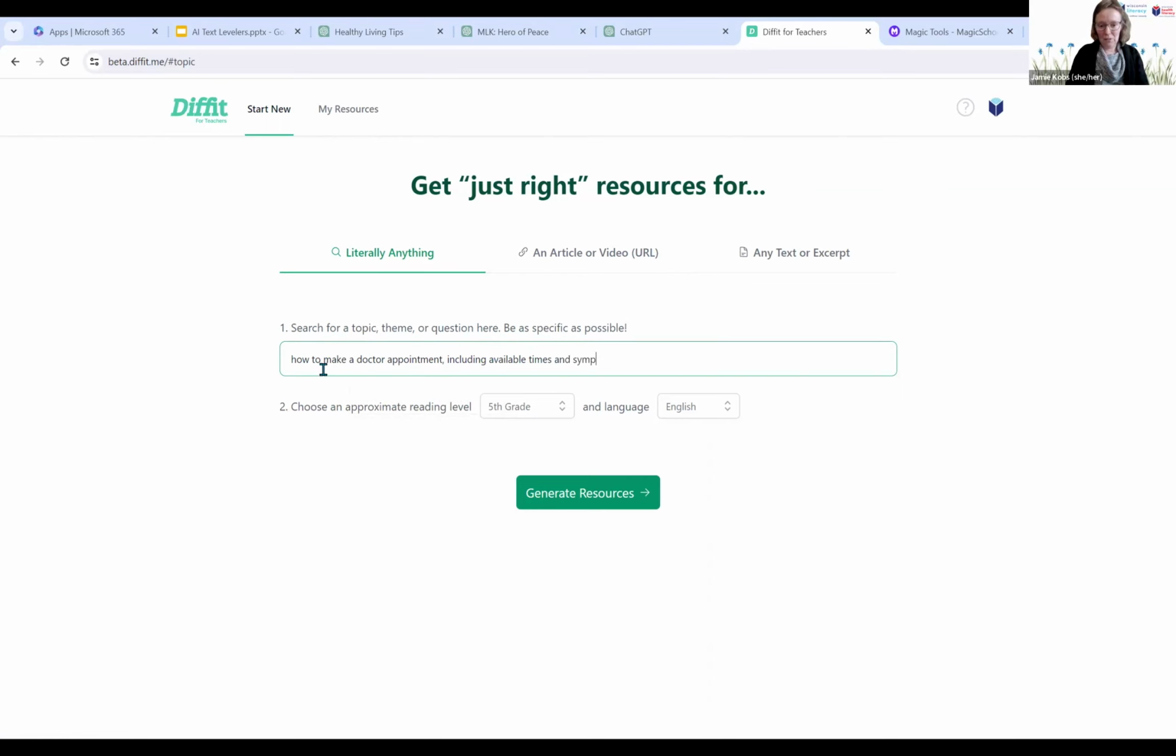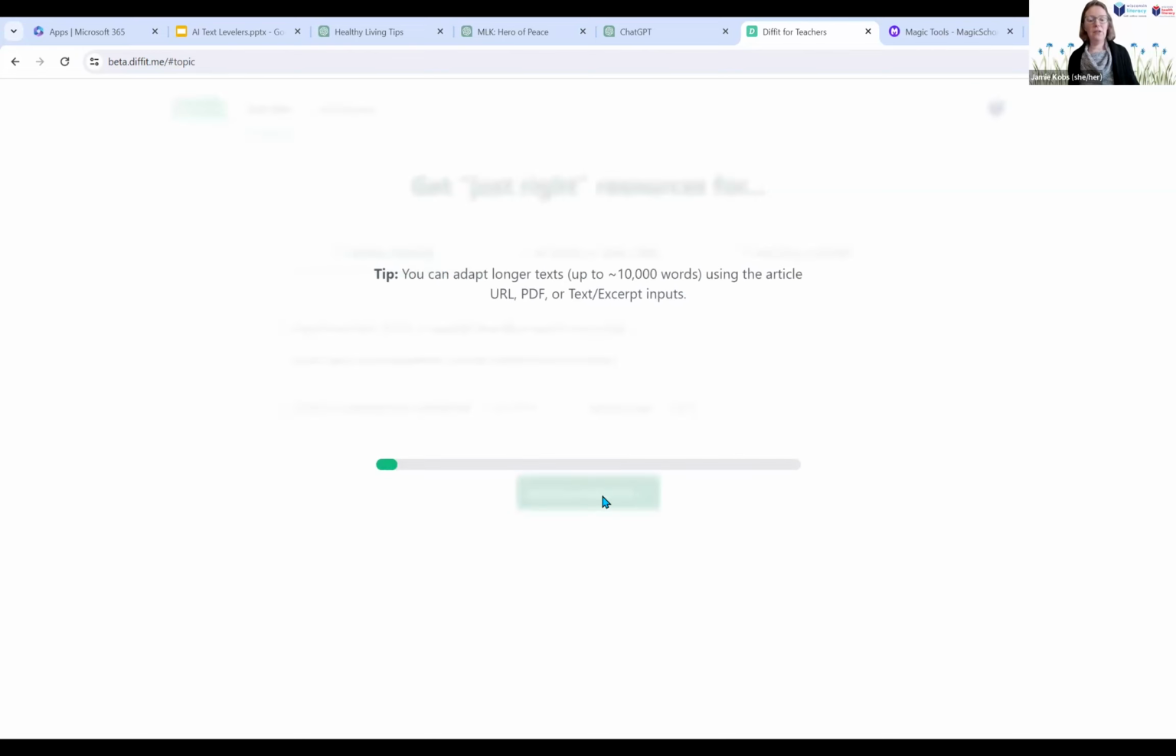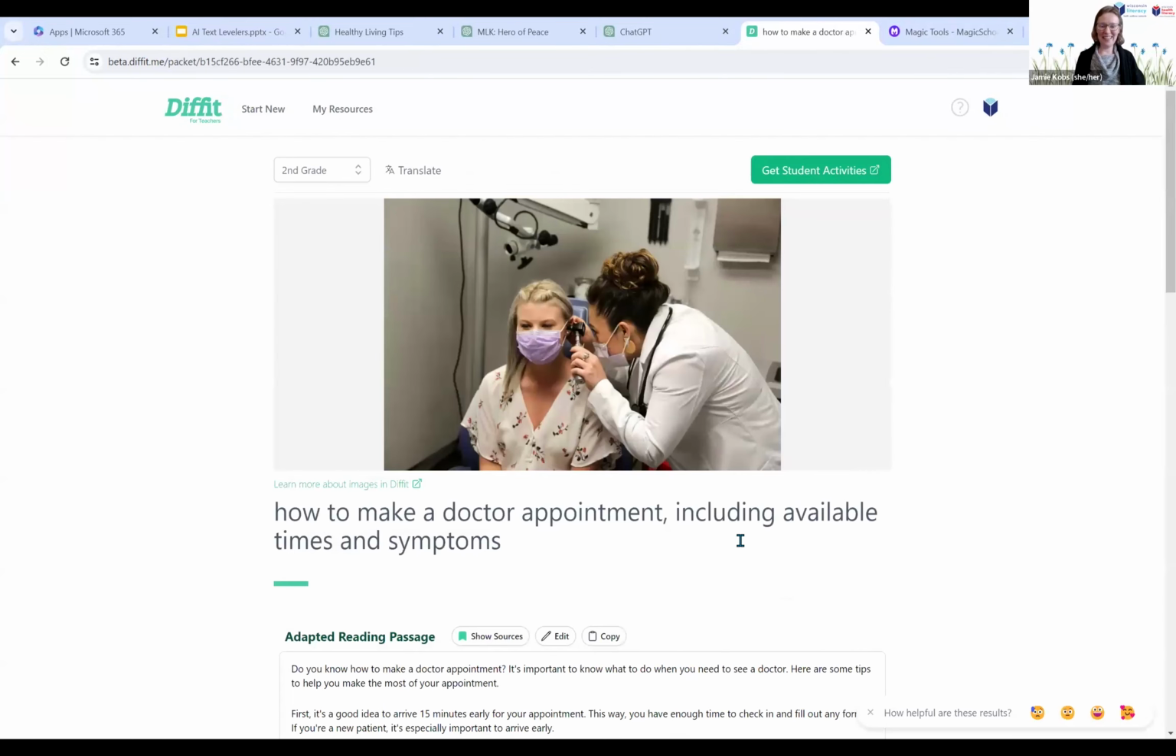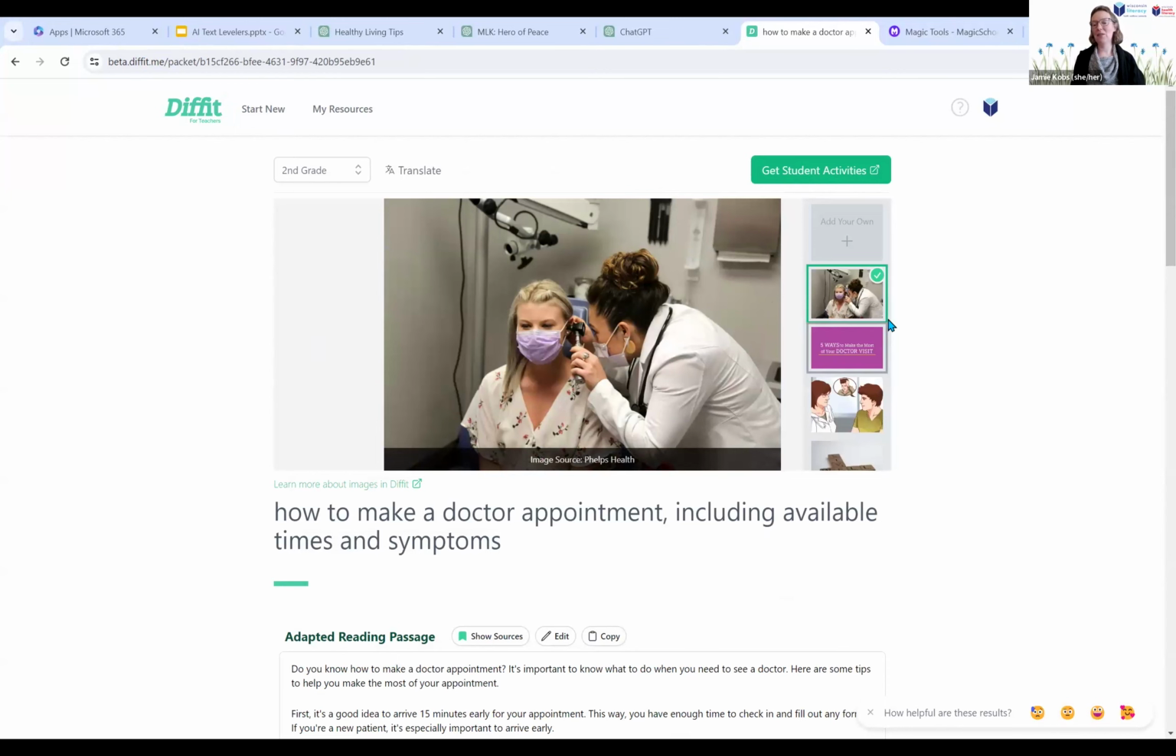And symptoms. Okay, so we'll choose a 2nd grade reading level. That's the lowest Diffit goes. Click generate resources. It is going to take just a second. We're so close. All right, here we go. So Diffit is the tool that does provide you automatically with images. If you don't like this image, they have other options here that you can scroll through on the right.